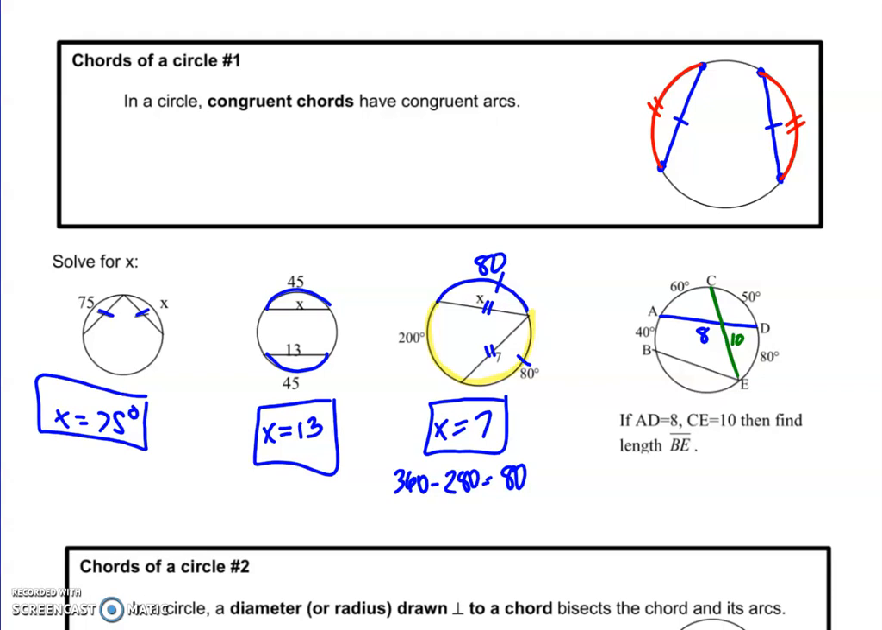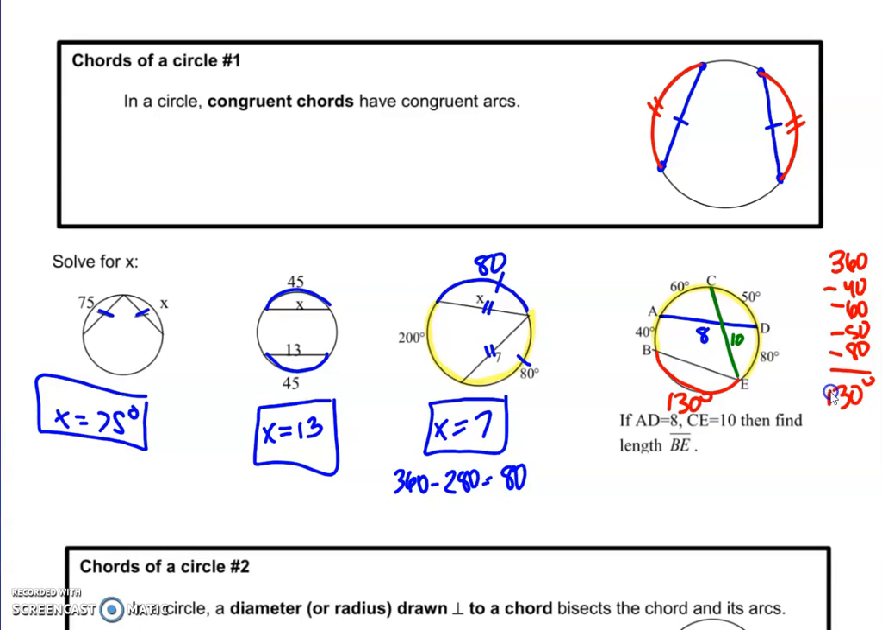So generally, when we have a problem like this, and one of the arcs is missing, we have to take all the other arcs and subtract them from 360. So let's do that. 360 minus 40 minus 60 minus 50 minus 80. So that is 130. The red arc is 130 degrees. So what we need to do now is figure out, all right, the blue arc, is that 130? Or the green arc, is that 130?